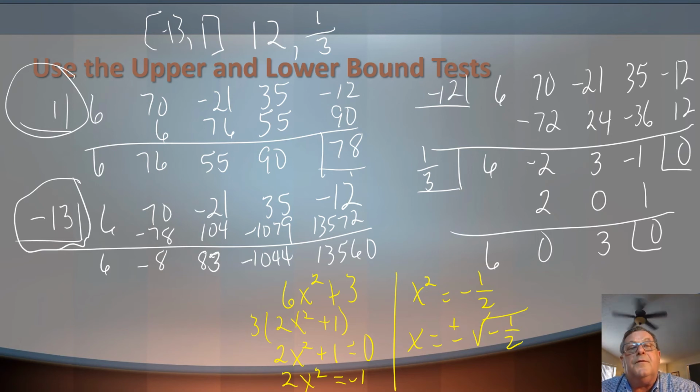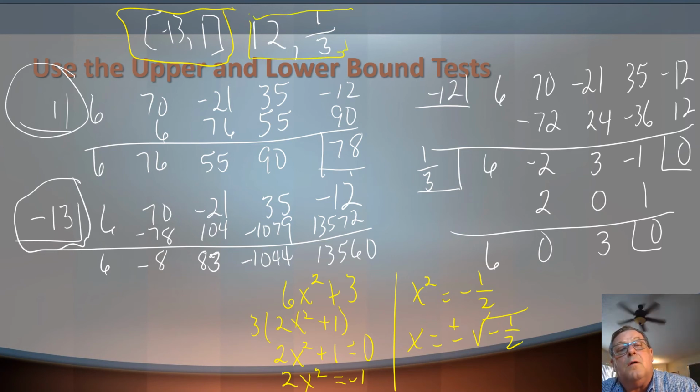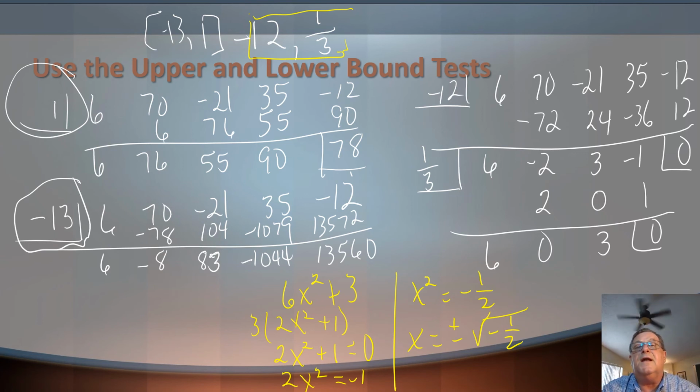And so therefore, in this case, where our upper and lower bound were between negative 13 and 1, we found 2 real zeros at negative 12 and 1/3, and our other 2 zeros are complex numbers or imaginary numbers. Well, we've done it. We have found all the real zeros while using the upper and lower bound test. Wow.